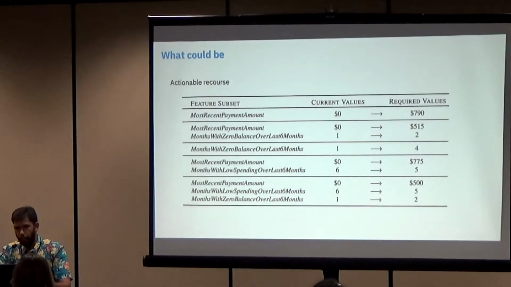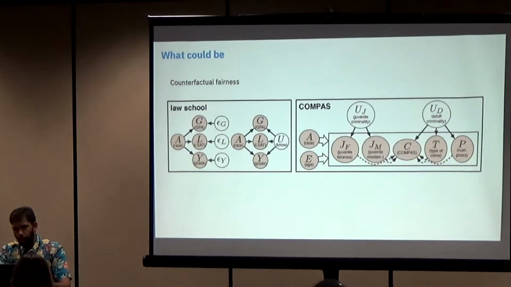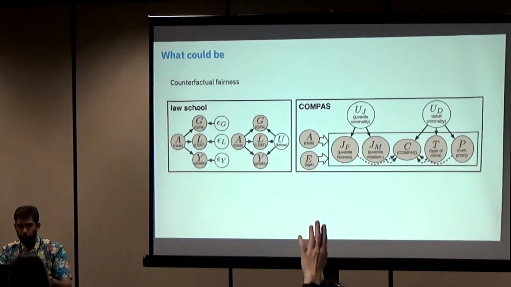So the action recourse paper that I mentioned that's going to be presented here could be in the explainer class if implemented. There's a lot of recent work on counterfactual fairness or causal sort of notions of fairness. So those sort of methods could also be implemented by the explainers.